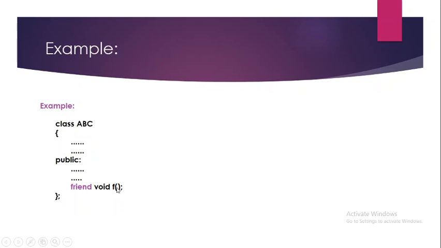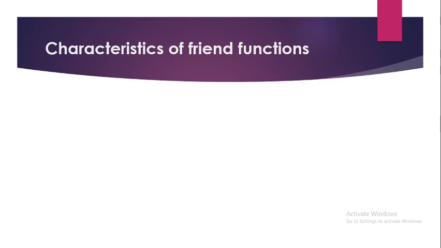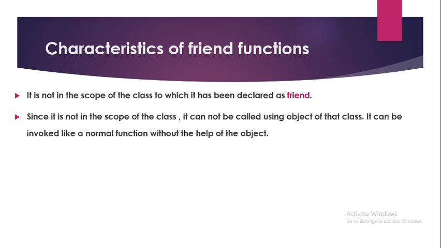That means this f is not in the scope of ABC. This function, which is a friend function, is not a member function of ABC. It is a simple function which is simply made a friend. So friend functions are not members of the classes where they are declared as friend. So it is not in that scope. Since it is not in the scope of the class, it cannot be called using an object of that class. It can be invoked like a normal function without the help of the object.